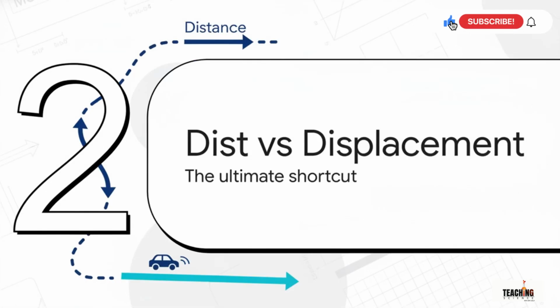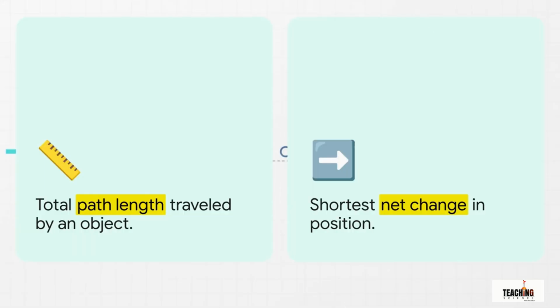Part 2. Distance versus displacement. All right, we're going to clear up one of the absolute most common confusions in Class 9 physics right now. Distance and displacement are totally different things. Imagine our athlete starts at the origin O, sprints forward to a point 100 meters away, and then jogs back along the exact same path, stopping at the 40-meter mark.